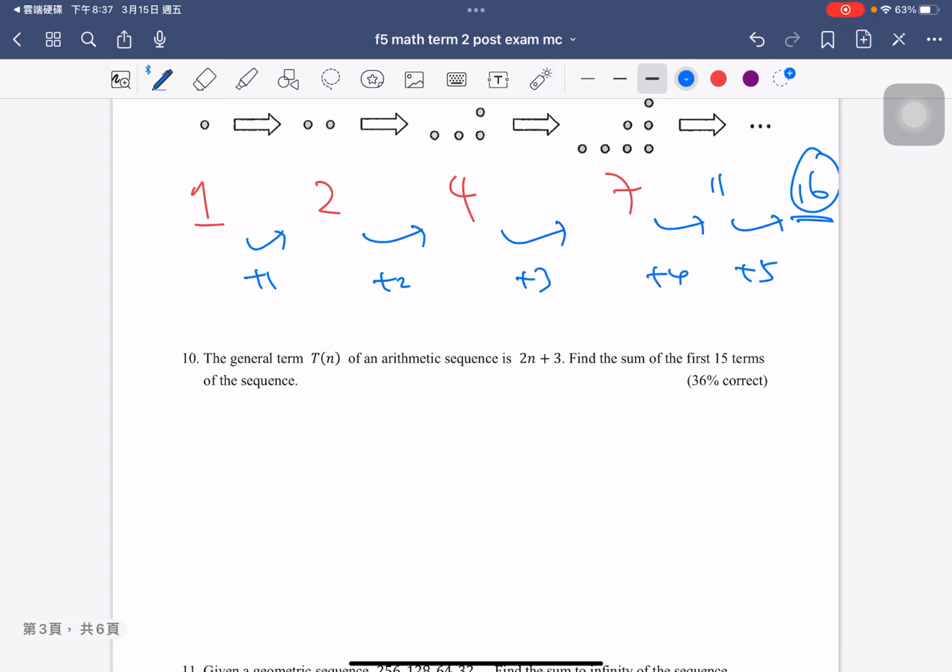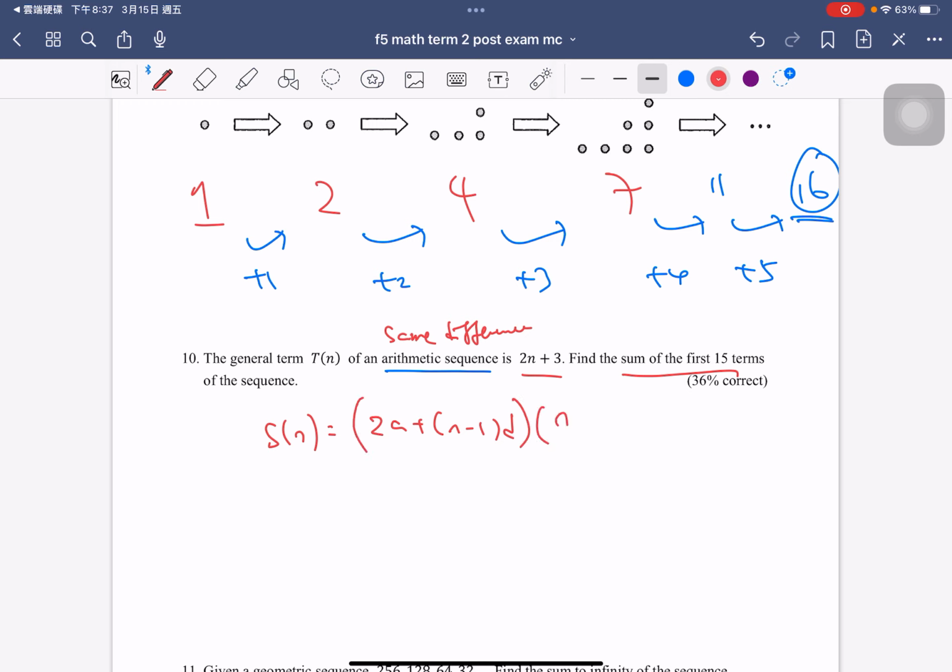So for question 10, the general term of an arithmetic sequence. An arithmetic sequence just means they have the same difference. The general term is given as 2n plus 3, and they're asking about the sum of the first 15 terms. So we have to do this by using the formula, Sn is equal to n over 2 times (2a plus (n minus 1)d), so we multiply by the number of terms, which is 15, and then divide by 2.